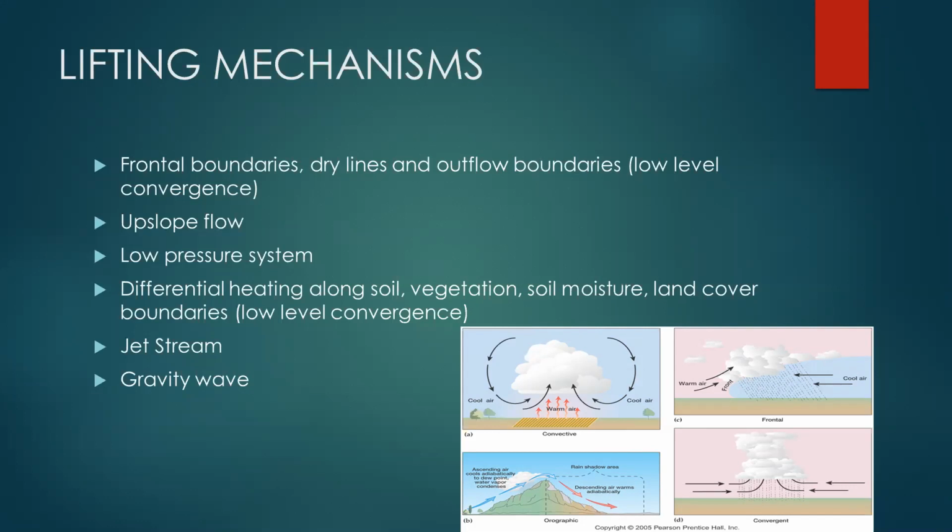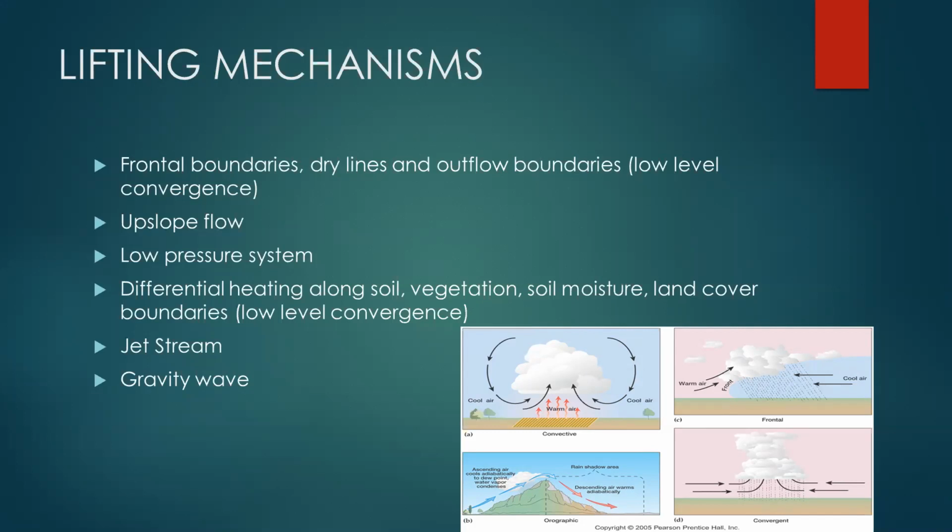There's some aspects of jet streams that can act as triggers. So depending on where your jet stream is, the location of it, that can be very important in terms of thunderstorm development. And then there are things called gravity waves that can act as a trigger.